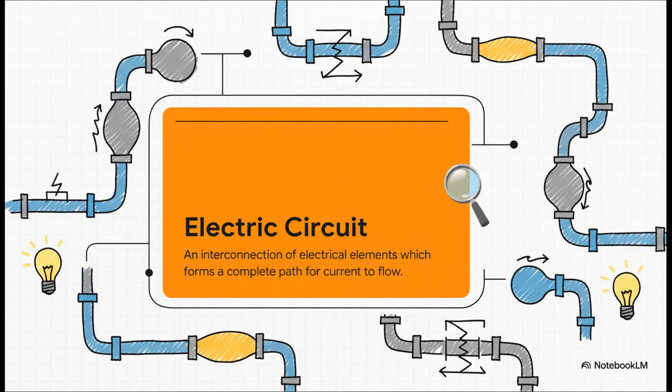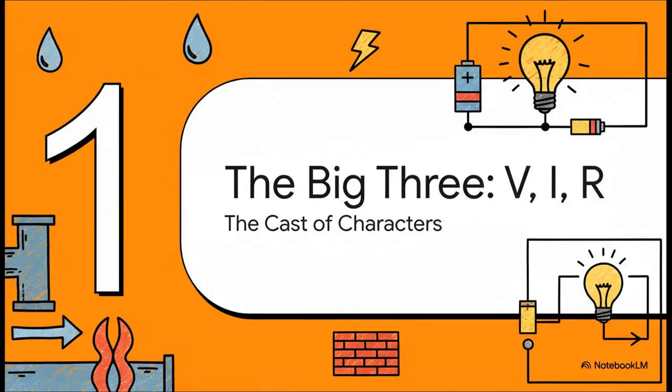Now, the official definition sounds a bit textbooky, right? An interconnection of electrical elements. But all it really means is it's a complete round-trip path for electricity to travel. And to really get what's happening on this path, we've got to meet the key players that make the journey happen. So let's think of our circuit like a little story. And in this story, there are three main characters: voltage, current, and resistance, or V, I, and R. If you can understand how these three work together, you've basically cracked the code to all basic electronics.